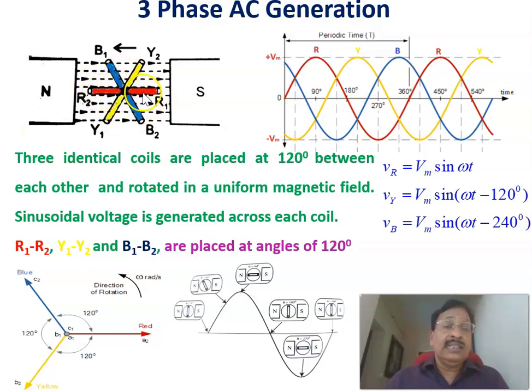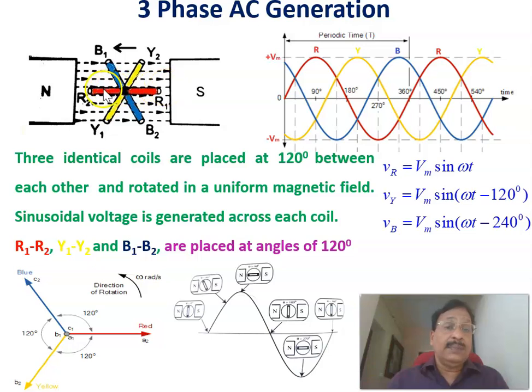The red coil is the R phase, and this is the Y phase, Y1 and Y2. This is R1, R2, Y1, Y2, and the third phase is B1, B2, the B phase. These three coils are rotated in the constant magnetic field. Now let us consider one coil first, that is the R phase.